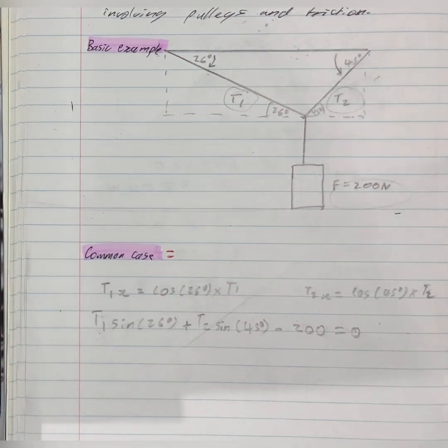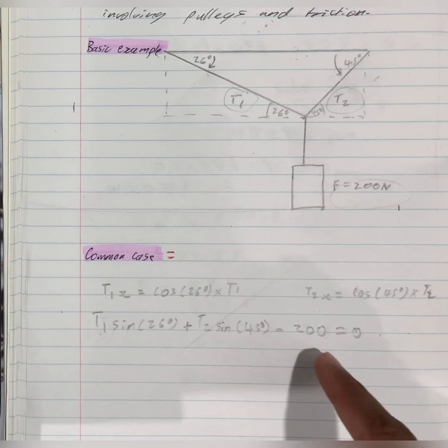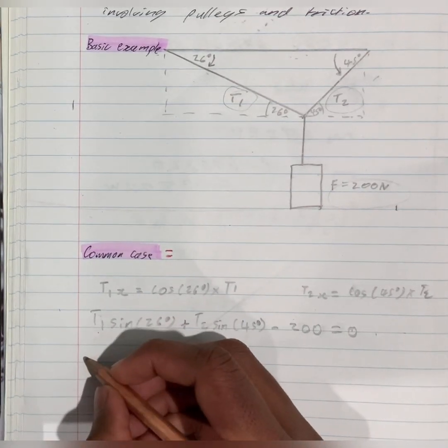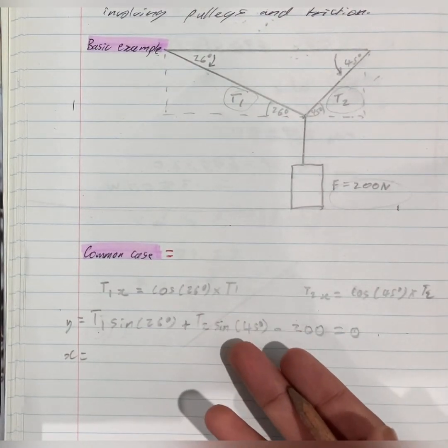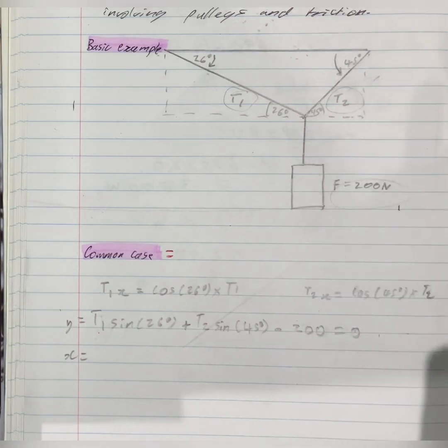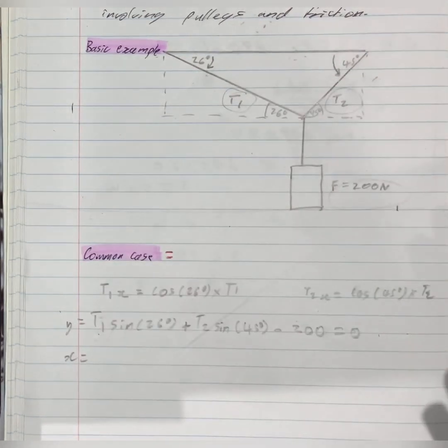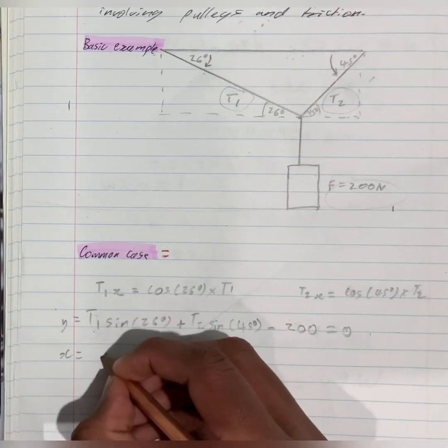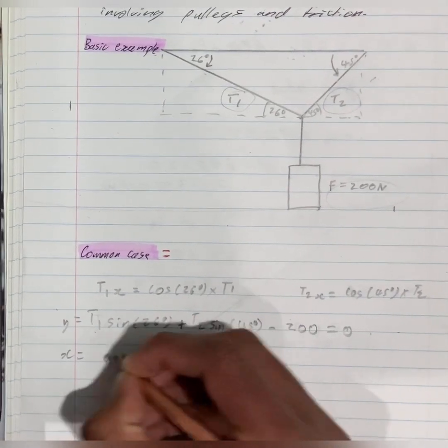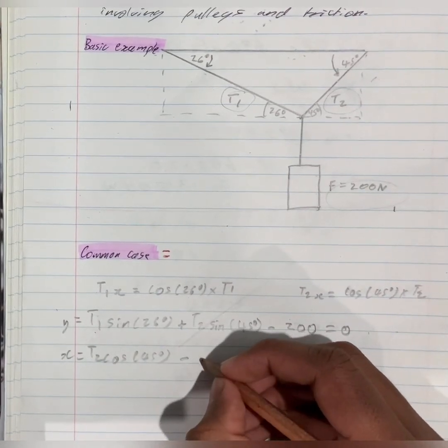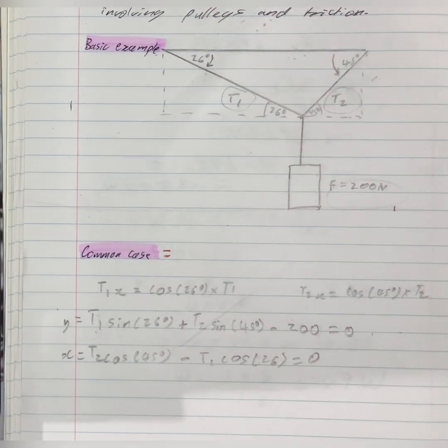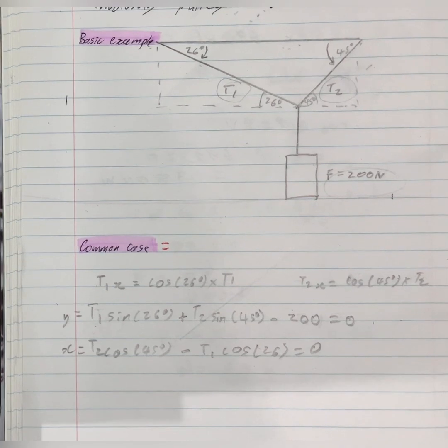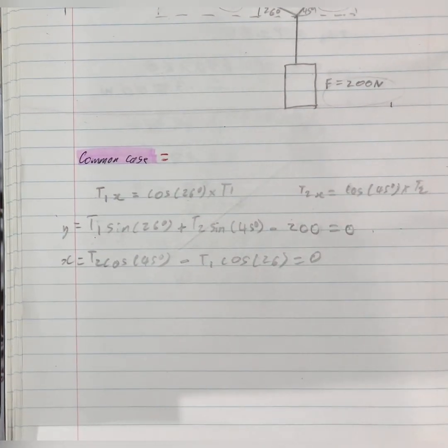Now we have formulated our two equations. We got the x's. We can formulate the x's into an equation, so let's just label this as y. Let's label this one as x. Basically, the x's just cancel out and equal 0. How would you write that? Well, let's say the right side is positive, the left side is negative. And if we do so, it would just be cos 45 T2 minus T1 cos 26 is equal to 0. Now, if you're good at algebra, you can instantly identify what our next step would be. And that would be to solve using simultaneous equations.